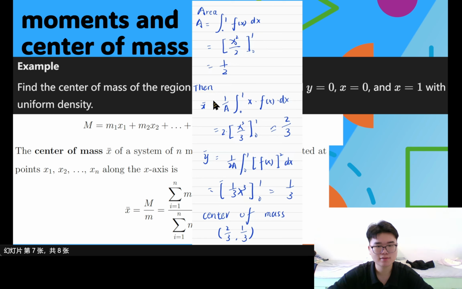And we will calculate x-bar and y-bar. It's easy, see. Just need to calculate a simple formula, a simple function. Then we will get the point, the center of mass, this one. It's quite easy, I think, isn't it?